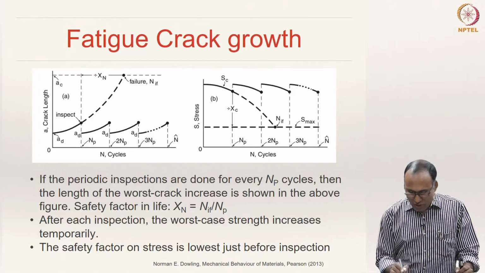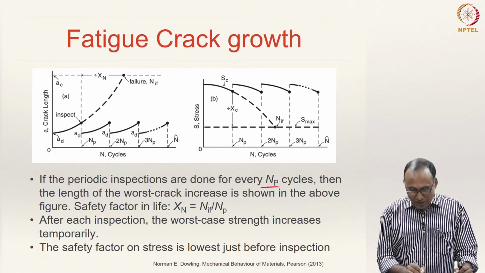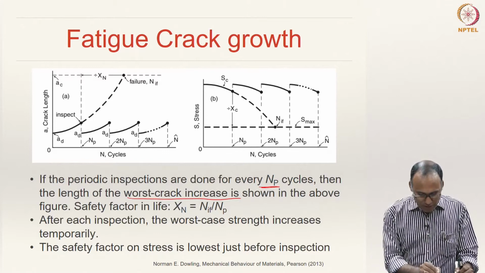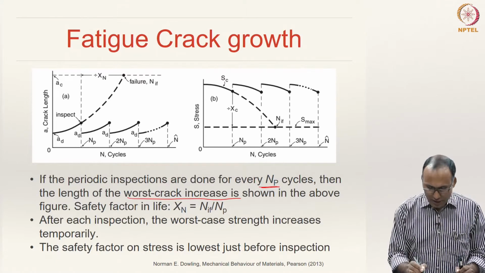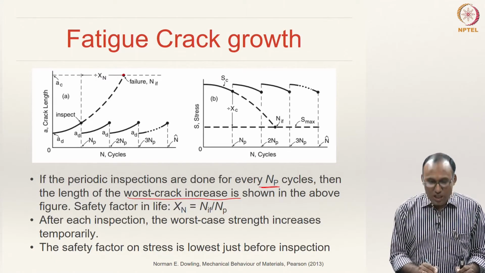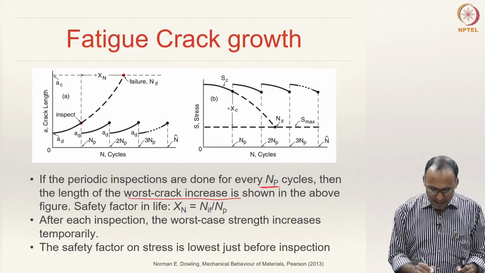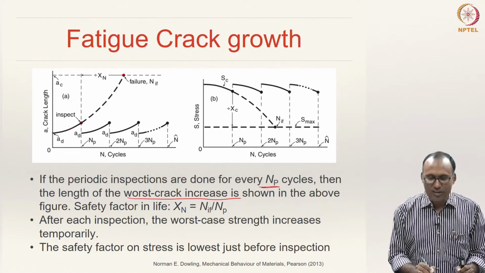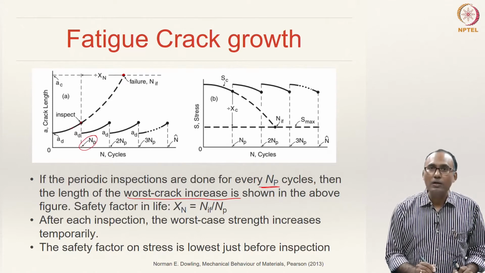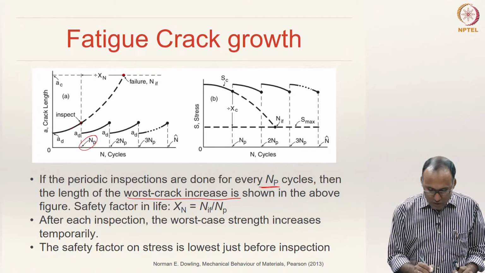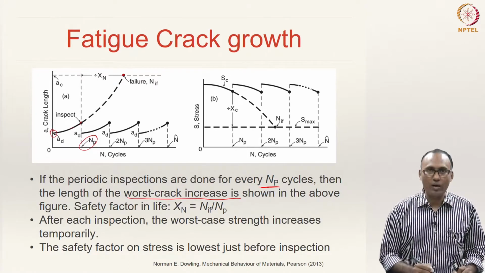So, if the periodic inspections are done every N_P cycles, let us assume, then the length of the worst crack increase can be shown here. So, this is where failure happens at N_IF cycles, let us say. Then your initial crack, which is A_D, increases up to here. That means the crack length has increased from A_D to some other value greater than A_D. Then since you have done an inspection after N_P cycles, you will see that my crack length is larger than my detectable crack size or expected allowed crack size.